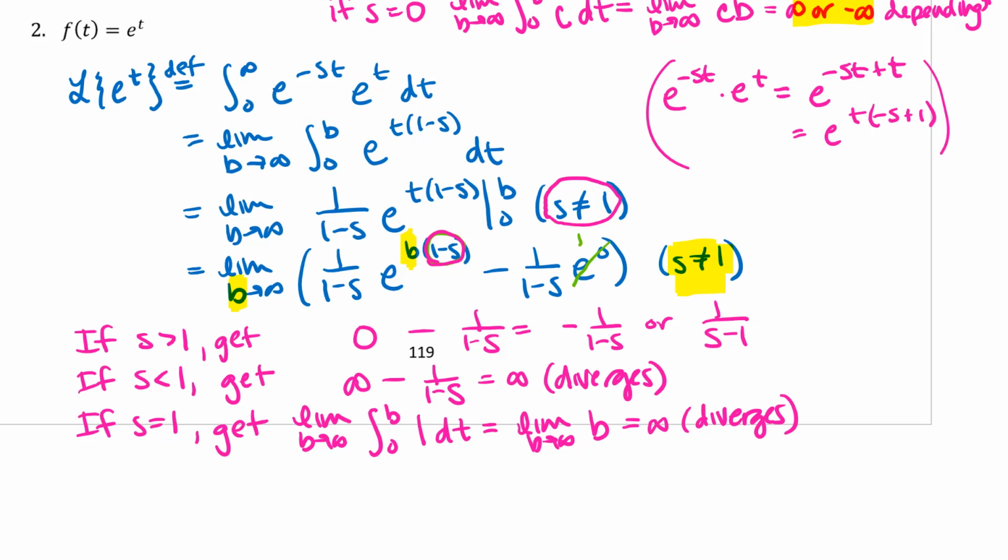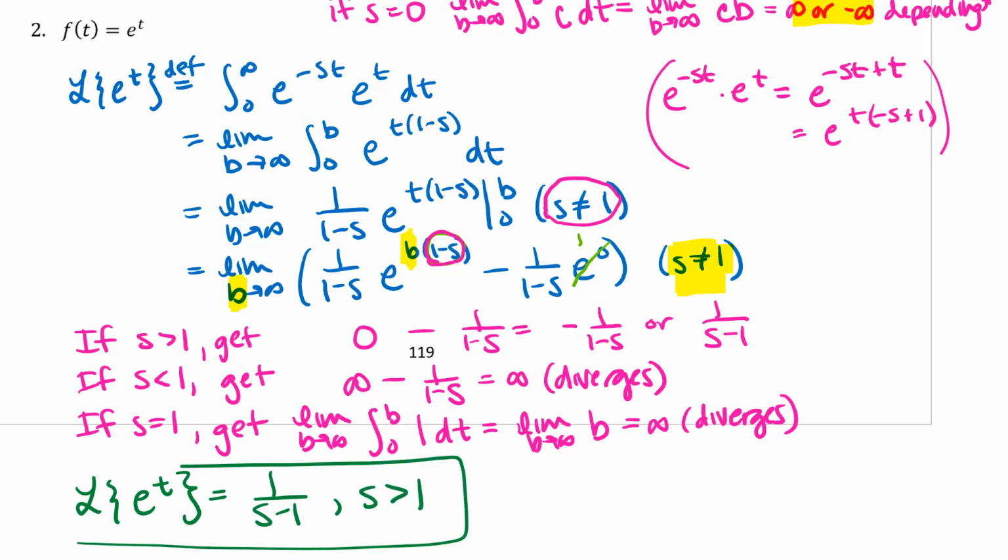Okay, so just to summarize that, we can say that our Laplace transform of e to the t is 1 over s minus 1 when s is greater than 1. All right, and so in the next video, we're going to talk a little bit about how to use the table of Laplace transforms so that you don't have to go through this definition every single time.